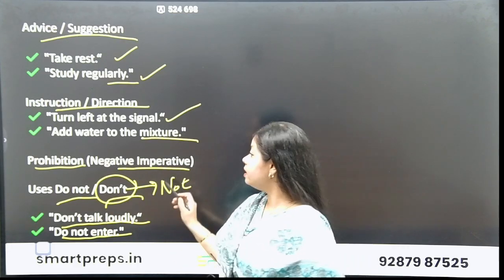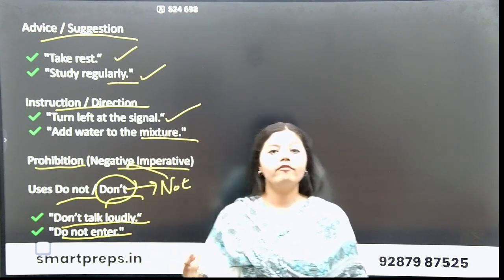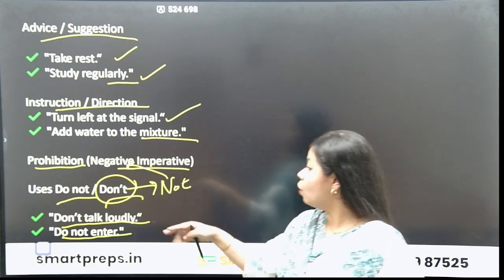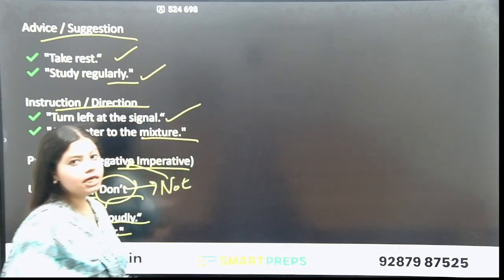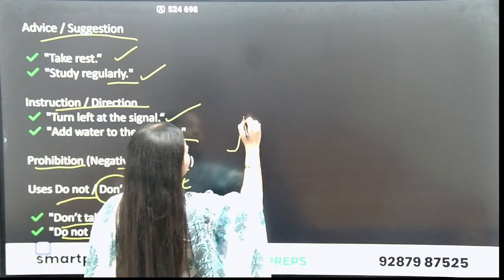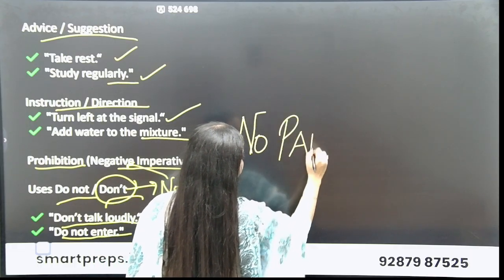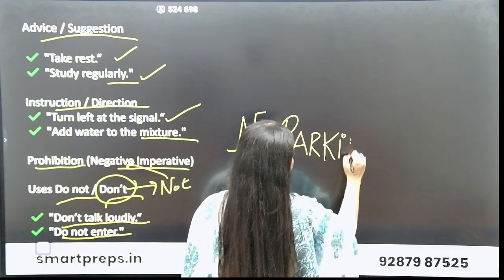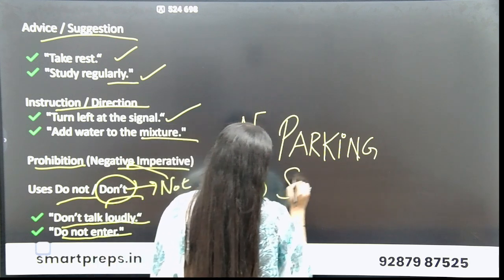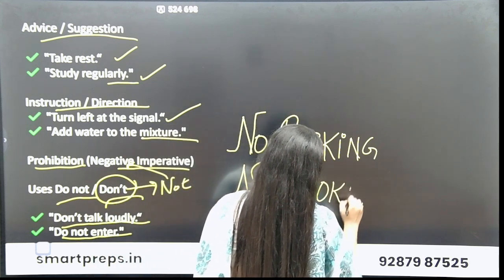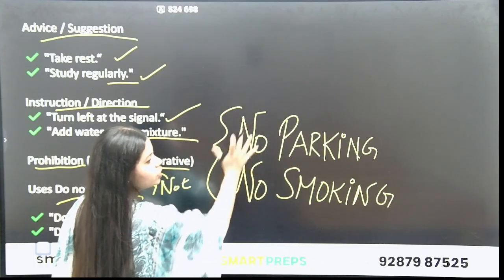Yes, so "not" refers to something negative. That is why it is a negative imperative, whenever we are using "not". So, don't talk loudly, do not enter. Usually we have seen in some public services, no parking, no parking. Then we have seen no smoking. Yes. So these are what? These are negative imperatives using "no" or "not" here.